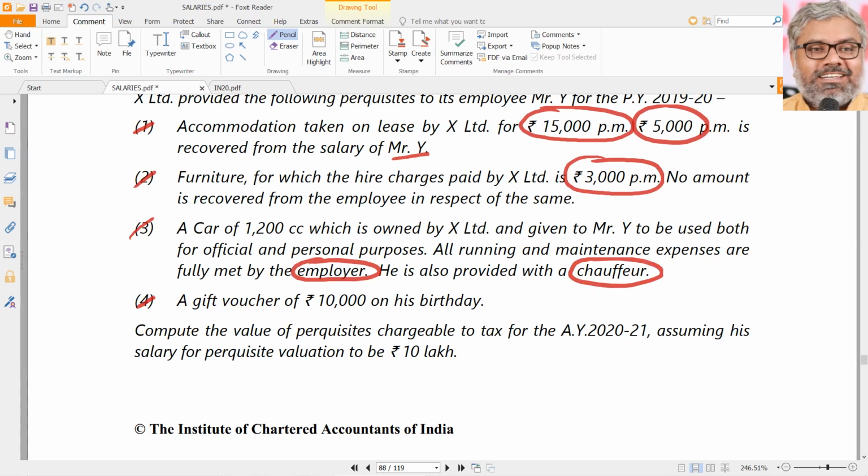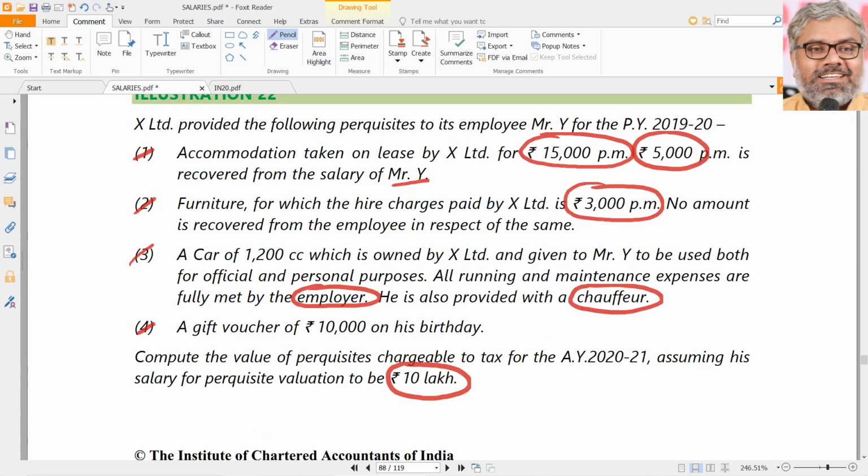Gift voucher of 10,000 will be taxable naturally. Compute the value of perquisite chargeable to tax for the assessment year 2021. Assume his salary for the perquisite will be 10 lakhs. This is the salary for the purpose of valuation of rent-free accommodation. Once we have that, we can directly find out the perquisite value one by one and then total them.